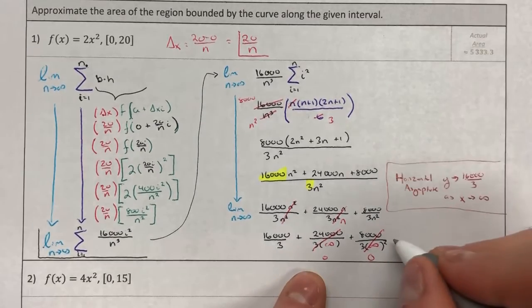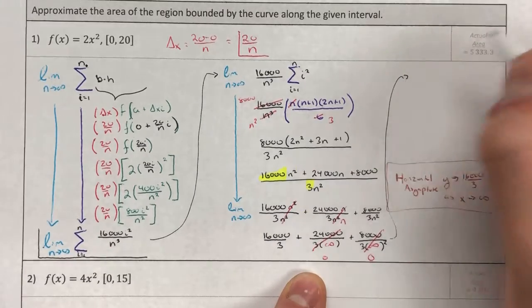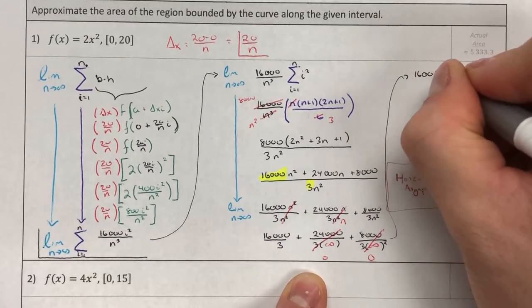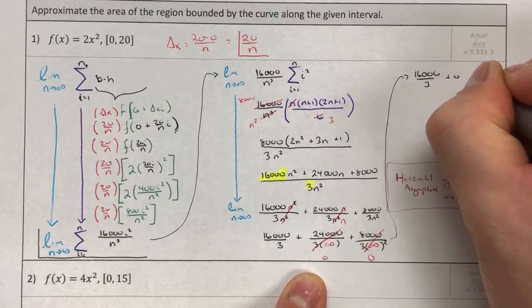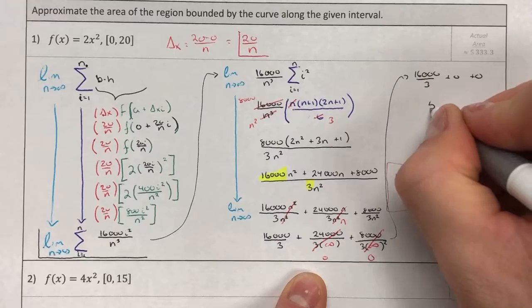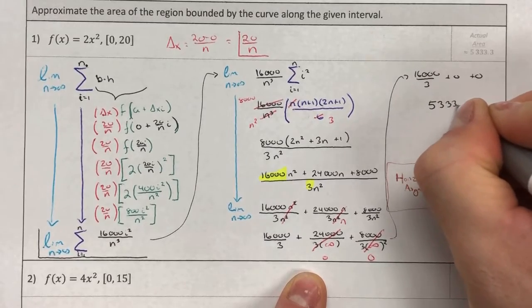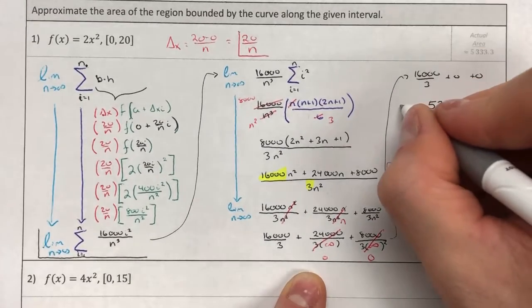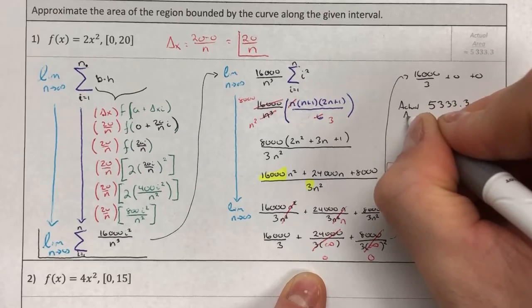So actually, let's write that. Plus 0 plus 0. And if I take 16,000 divided by 3, we get 5,333.3 repeating. And this is the actual area.